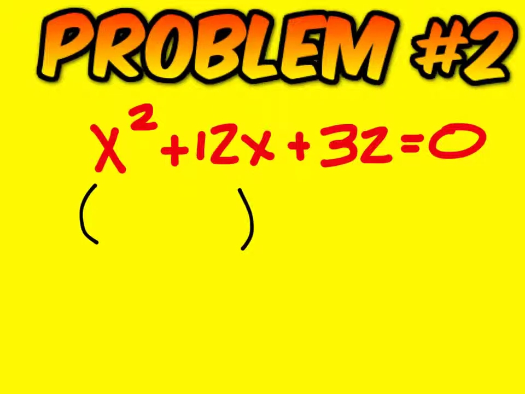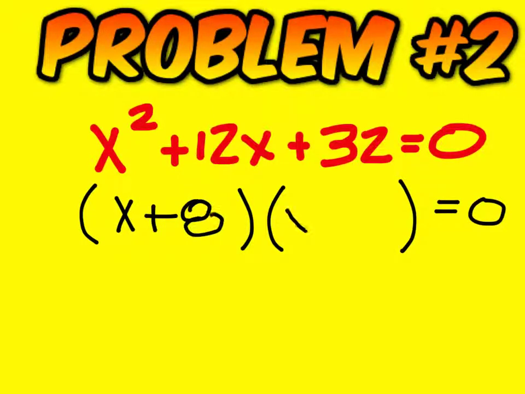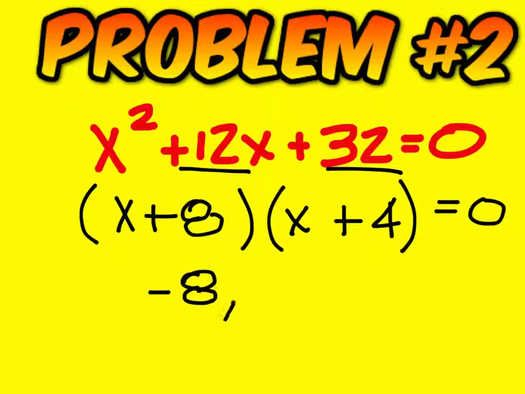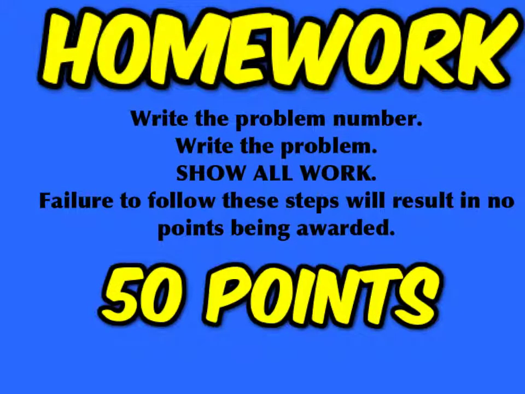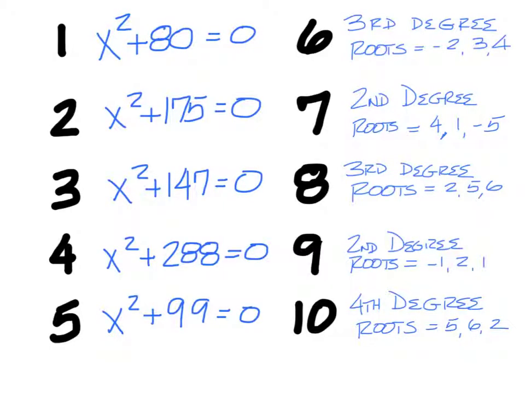This breaks up as x plus 8, x plus 4. 8 times 4 is 32, and 8 plus 4 is 12. So if you flip the signs, negative 8, negative 4. On this homework assignment, you only have to do 1 through 5.